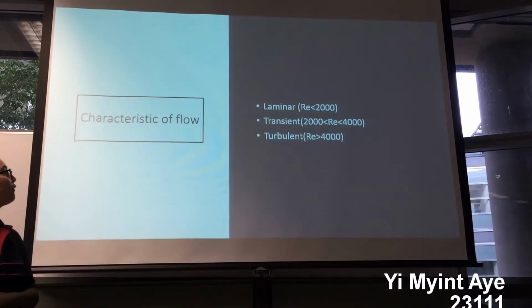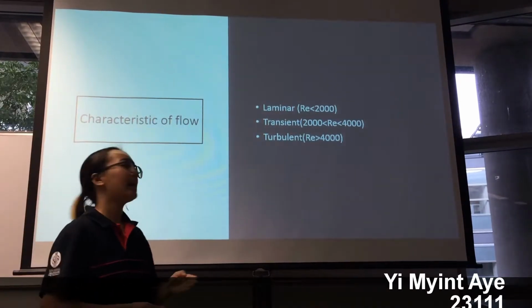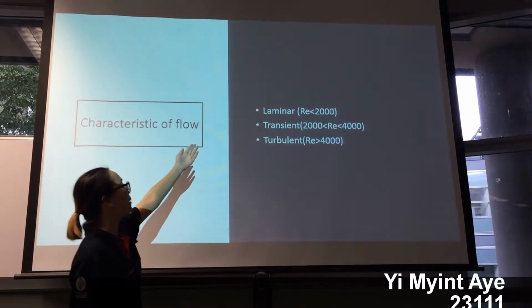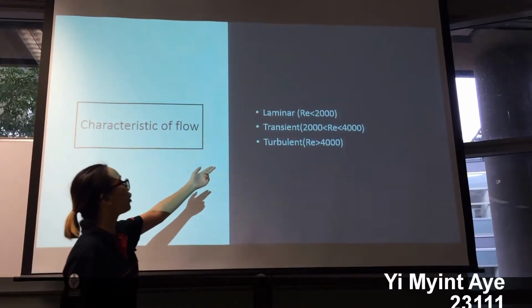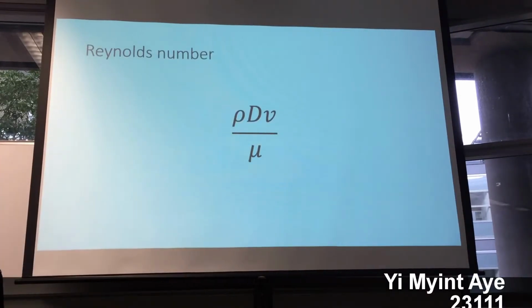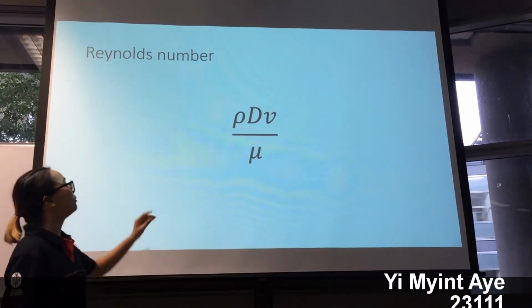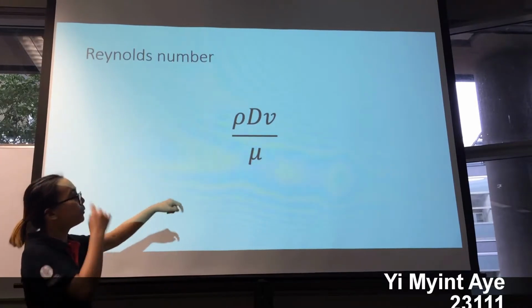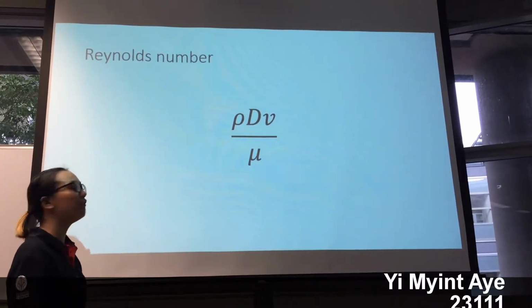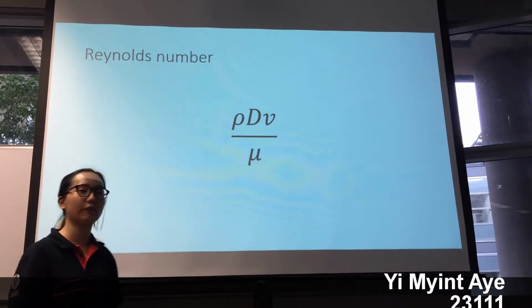Okay, the characteristic of the flow is usually denoted by the Reynolds number. If it's less than 2000, it's laminar, and if it's greater than 4000, it's turbulent flow. The Reynolds number we can simply calculate by rho dV over nu. Rho is the density of the fluid, d is the internal diameter of the pipe, v is the velocity, and nu is the viscosity of the fluid.